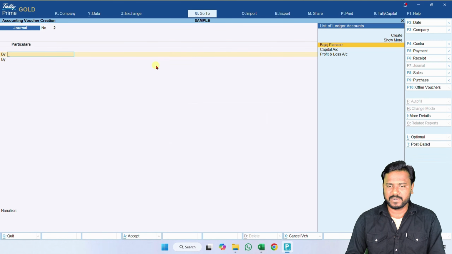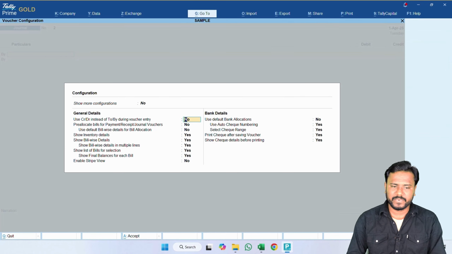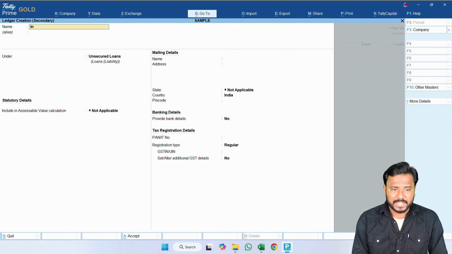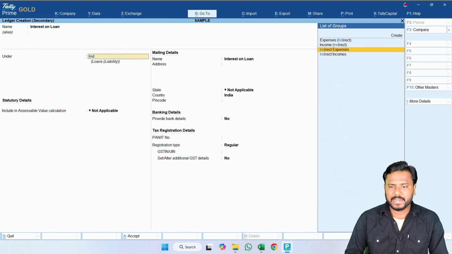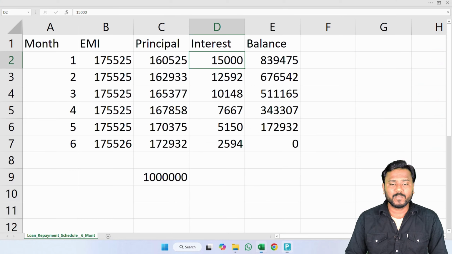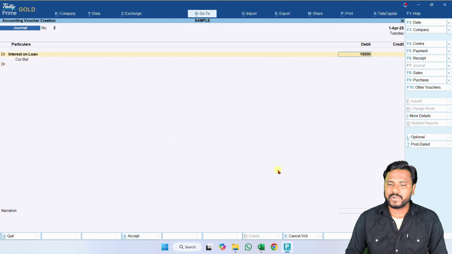First you go to journal. In the journal, by default you see By and To. If you want to change it, go to F12 configure, use debit credit, yes. So what is method 1? In method 1, first I can say interest on loan under indirect expenses, as the rule says debit all expenses and losses. How much interest are you paying? Let's say 15,000 you are paying.